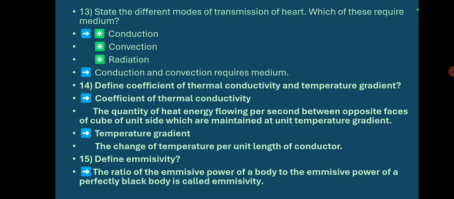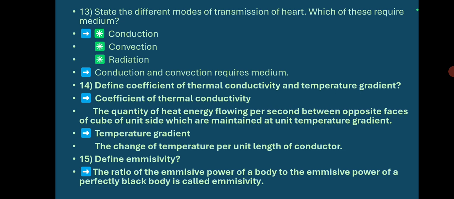Next, define coefficient of thermal conductivity and temperature gradient. The quantity of heat energy flowing per second between opposite faces of a cube of unit side which maintains unit temperature gradient, we call the coefficient of thermal conductivity. The change of temperature per unit length, temperature divided by length, we call the temperature gradient.